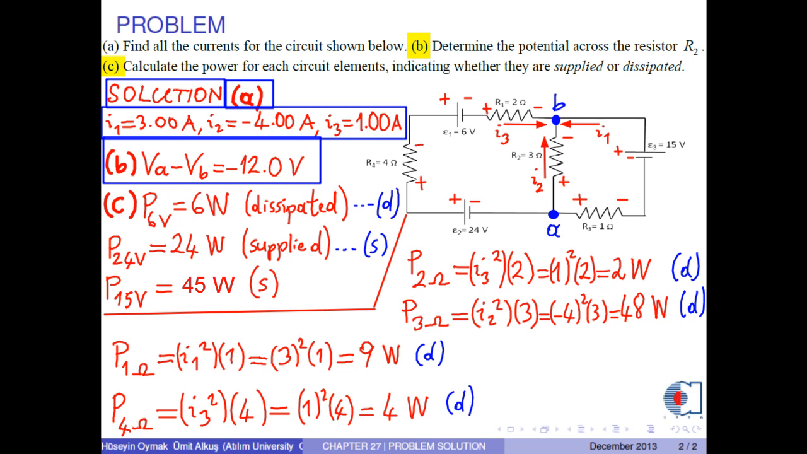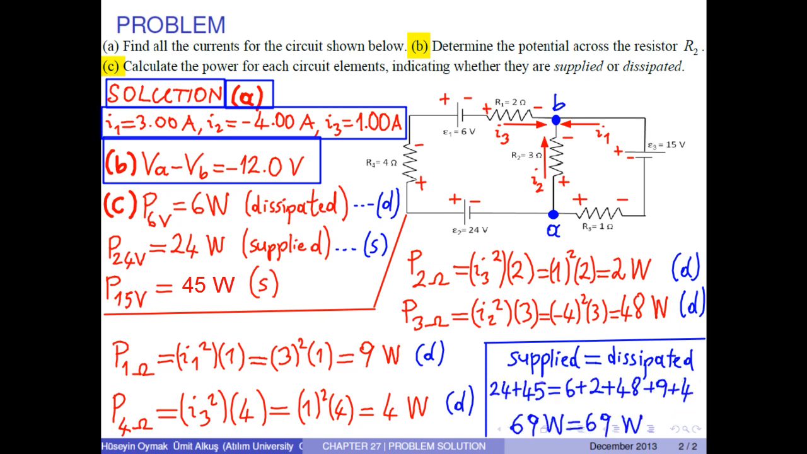As the final remark, if you calculate, the supplied power is equal to the dissipated power. Namely, 69 watts of power is supplied and 69 watts of power is dissipated. Okay, this is the end of the discussion of this problem.